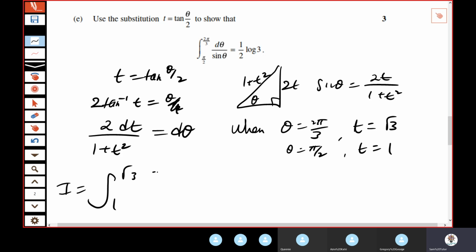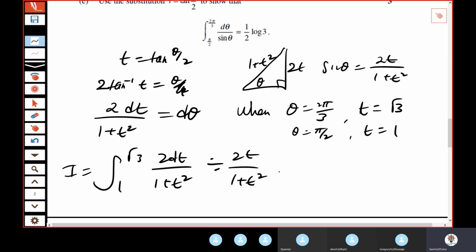d theta, which we write like this. We write divide by sine theta, which is 2t on 1 plus t squared. Right, I'm going to pause there. Any questions regarding where we've got up to by now? No? We're happy?